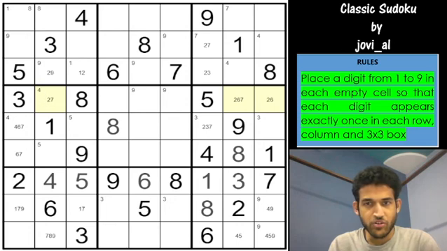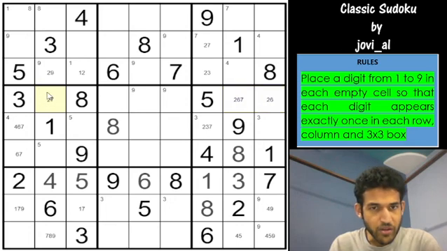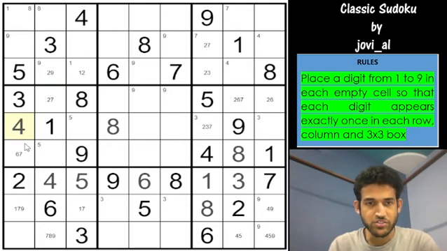And what is this 4 doing here? I'll remove the 4 from here. Oh, now you can notice that because before we go deeper into the triplet, look where the 4 goes in this box. There's only one cell. 4 has to go here.